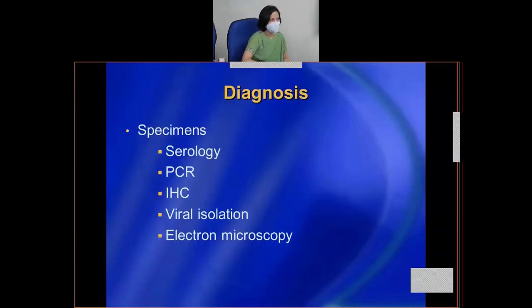Now coming to the diagnosis of viral hemorrhagic fever. We have serology, we have PCR, that is RT-PCR, and we have immunohistochemistry, where we stain the tissues and then look for the virus. Then we can grow these viruses, though it's very, very dangerous, or we can directly observe the virus using an electron microscope. So this can be a way of writing.